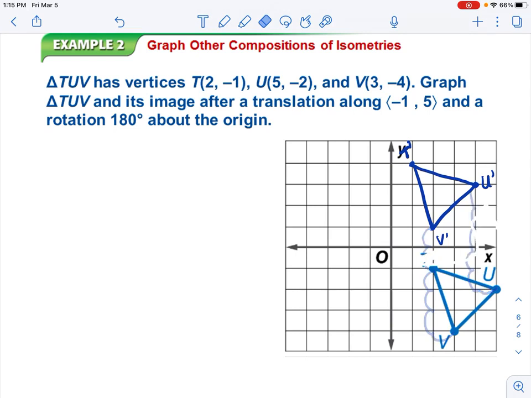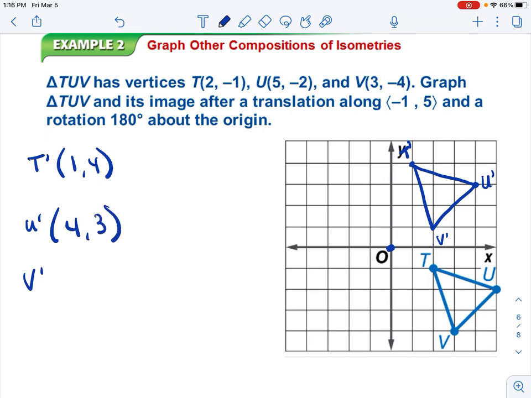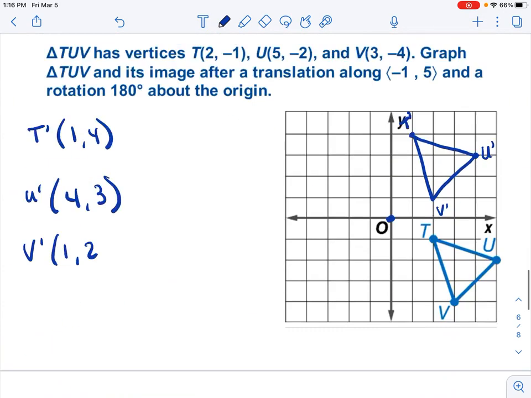Okay, that's not the answer though, it's a composition of transformations. So we have to do our rotation now about the origin. To rotate about the origin, it would probably be easiest to write out the coordinates of T prime, U prime, and V prime. So T prime is 1, 4. U prime is 4, 3. And V prime is 2, 1, my bad, over 2, up 1.